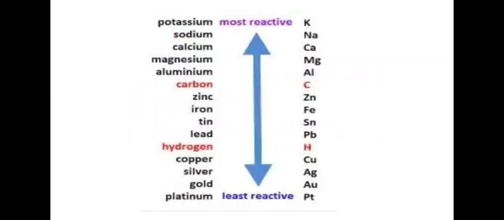Such kinds of reactions are called displacement reactions, and these are purely based on the reactivity of elements. Here is the reactivity series of different elements. If we move from top to bottom, we'll see that the reactivity of elements decreases. Potassium is more reactive than sodium, and sodium is more reactive than copper. If we compare the reactivity of silver and gold, we'll see that silver is more reactive than gold.